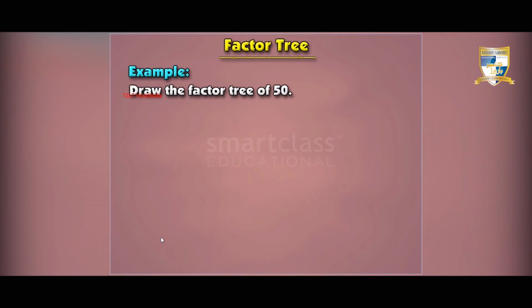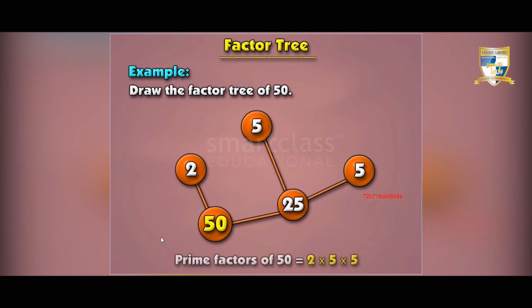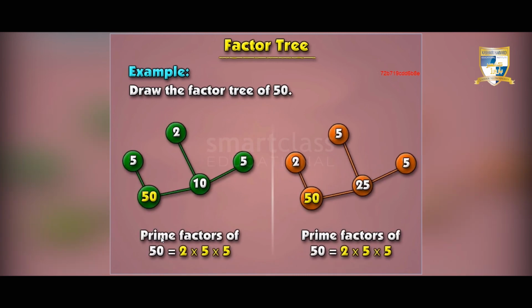Let's consider one more way of factoring 50. We can also factor 50 as 25 into 2. We will write 2 and 25 as branches of the number 50. So now we will factor the 25 further as 5 into 5. 2 is already a prime factor. Therefore, we get prime factors as 2 into 5 into 5. We can see that we are getting the same prime factors in 2 different ways.